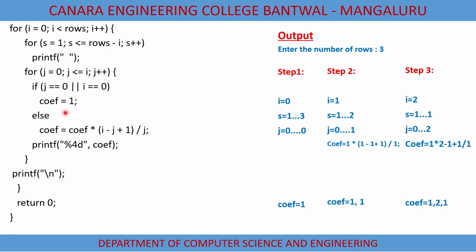Else, if the values are not zeros, then it is going to implement the formula which we discussed in the previous slide, that is x is equal to x into n minus r plus 1 by r. The same concept we are implementing here. We have used the variable coefficient in terms of x. So coefficient is equal to coefficient into i minus j plus 1 divided by j, which will calculate the value and print that value.